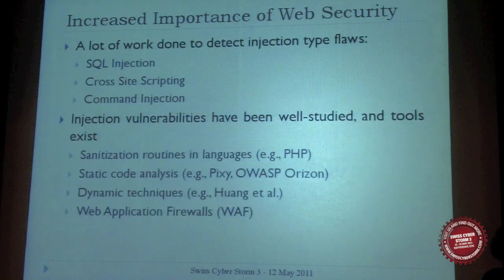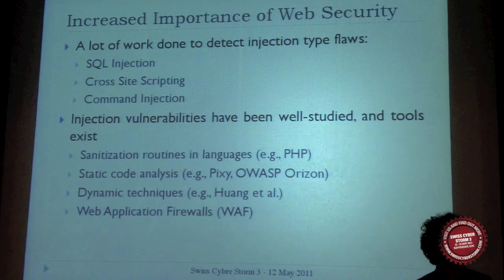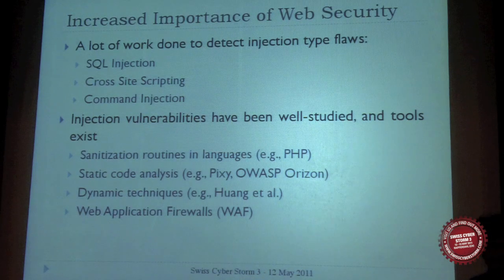In the area of web security, a lot of work has been done to detect different types of injection vulnerabilities that everybody knows, like SQL injection, cross-site scripting, or other standard common injection vulnerabilities. There are also a lot of projects, from both academic and industrial points of view, that aim at detecting these vulnerabilities, either automatically or manually, either white boxing, for example by doing static code analysis, or black boxing.